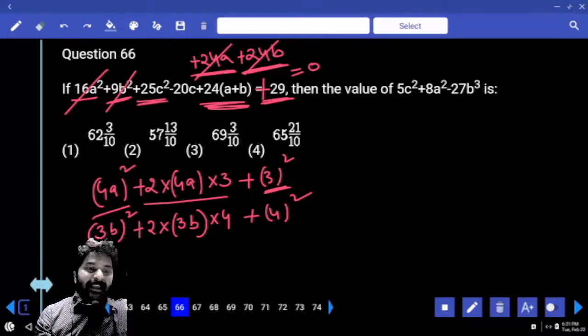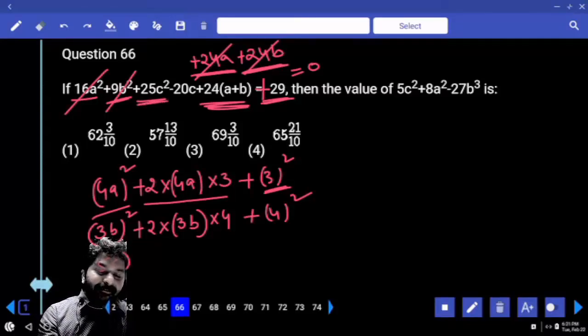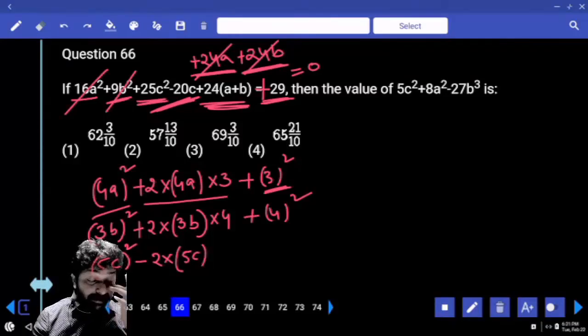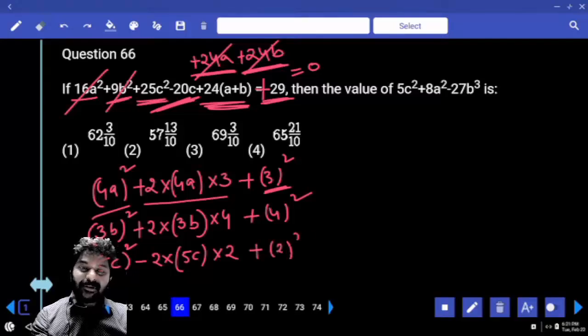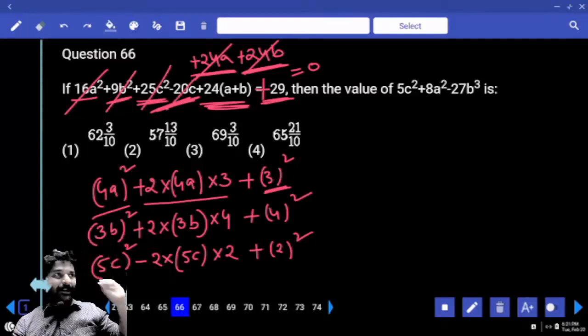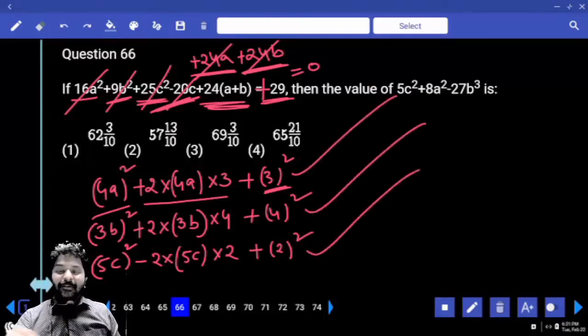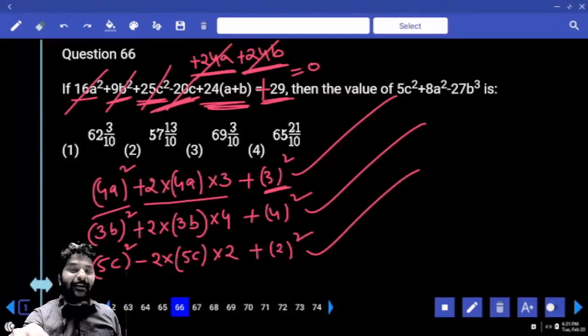Next, 25c square we have. We can also write it as 5c whole square, correct. Now the c value, minus 20c, minus 2 into 5c. How much is it so far? Minus 10c into 2, plus 2 square, correct. Plus 25c square, minus 20c also used. Now count the numbers. 3 square, 4 square, 9 plus 16, 25. 25 plus 4, 29. We also have 29, right?